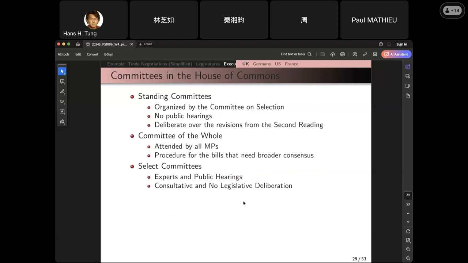And then they also have select committees. Inside the select committees, you have experts and they hold public hearings. But the select committees have no decision-making power. It's only for consultative purposes, and there's no legislative deliberation. So obviously, select committees are used as a way to collect opinions from experts. So these are the committees in the House of Commons.